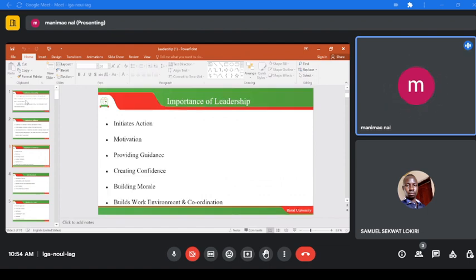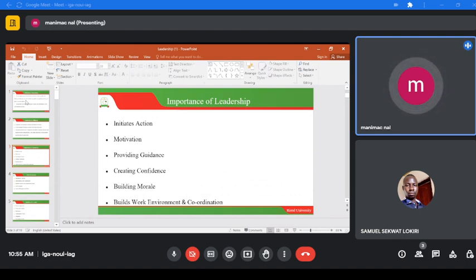Furthermore, what could be the importance of a good leader? Okay, what could be the importance of leadership? The importance of leadership is that, in terms of a challenge or a problem, we expect leaders to initiate action that has to be done or provided to solve that problem. They also need to motivate their subordinates. Okay, if they motivate their subordinates, it will help us to know what we are supposed to do. Further still, leaders also have to provide guidance.